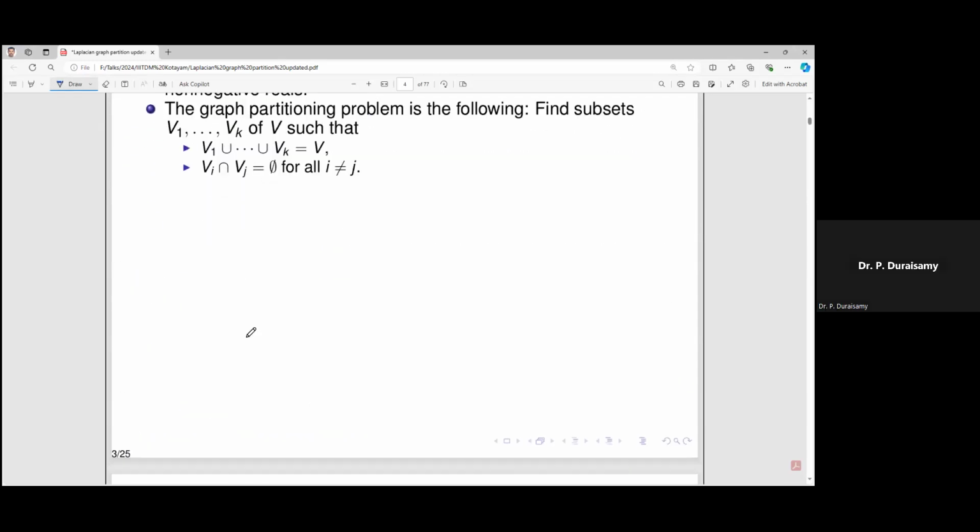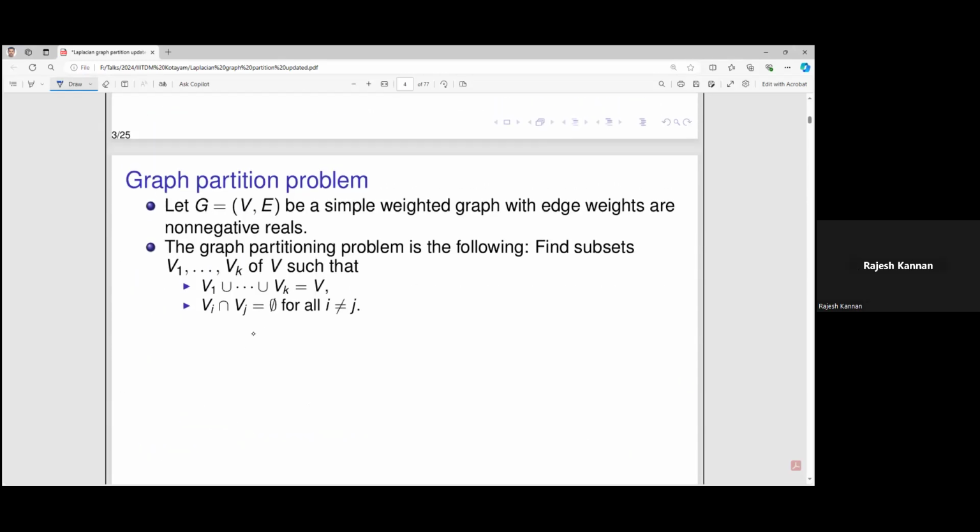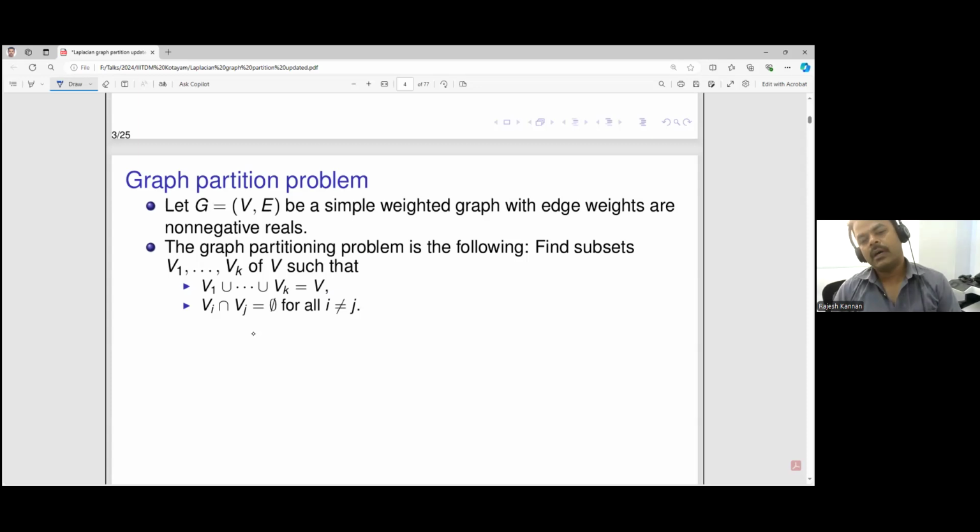Now, this is the problem. We have to partition the vertex set of the graph into k parts, let's say V1, V2 up to Vk, subject to the following two conditions. If you take the union of all these sets, V1 union V2 union up to Vk, then you will get the entire vertex set V itself. And the elements of this partition should be pairwise disjoint: Vi intersection Vj should be empty whenever i is not equal to j.